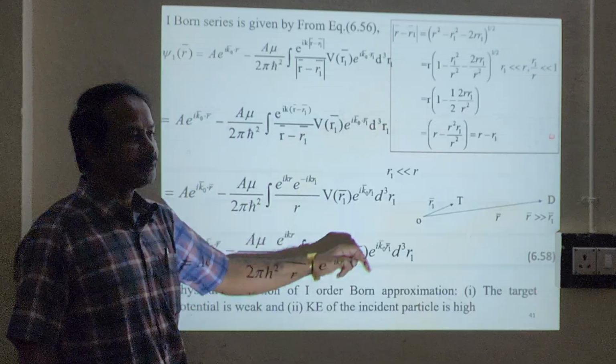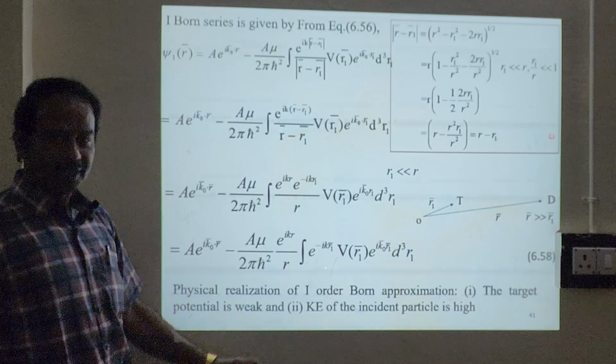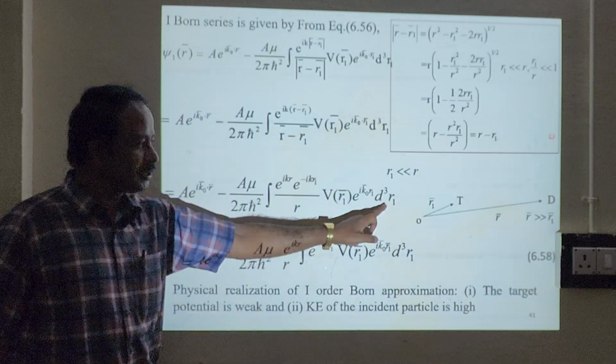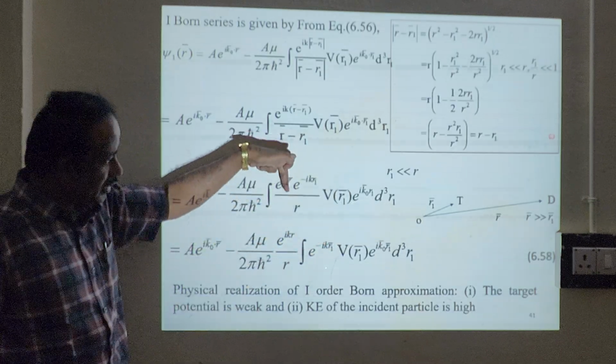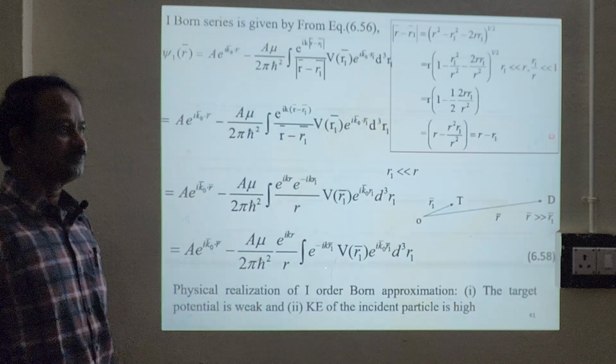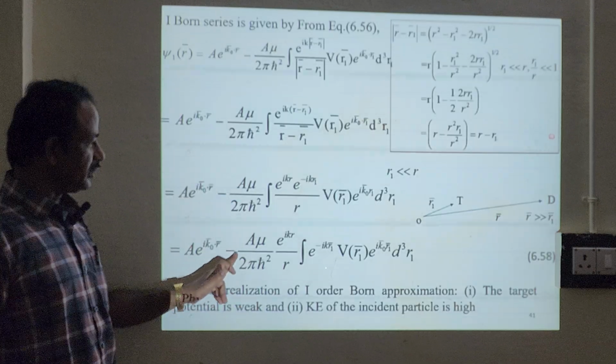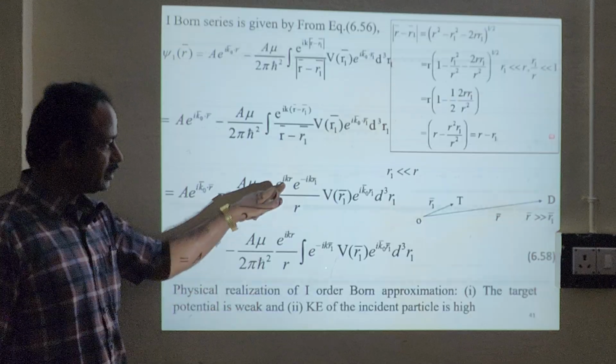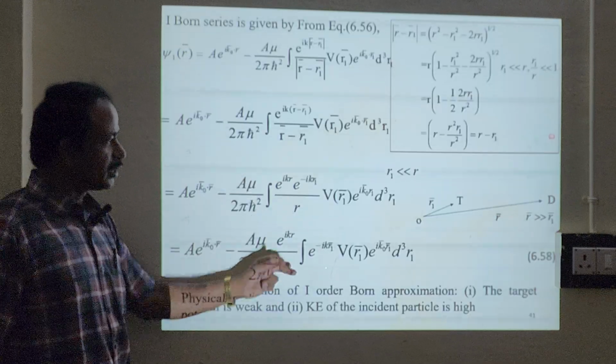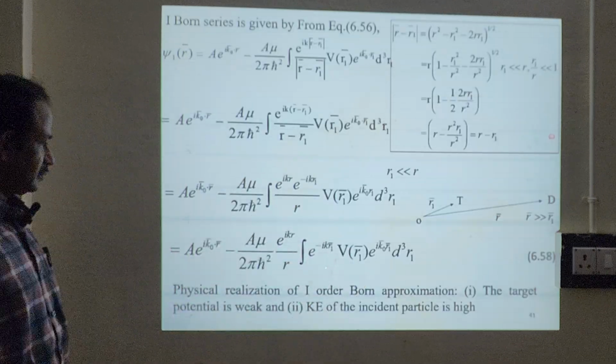Because we are going to integrate with respect to only r1, I repeat, we are going to integrate with respect to r1. So e power i k r by r is a constant one, and we can pull it out. These terms, let them be like this. So you have minus mu divided by 2 pi h bar square. I have pulled e power i k r by r out, and the other terms I have written exactly as they are.